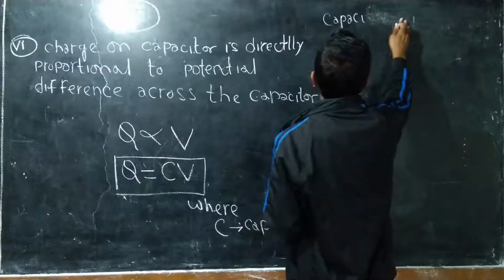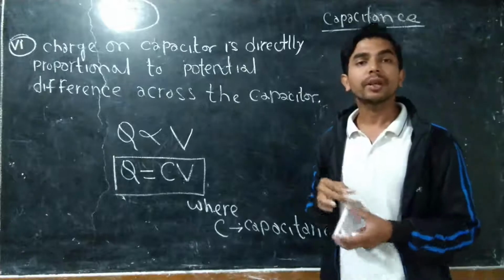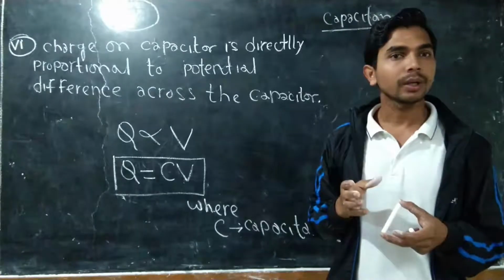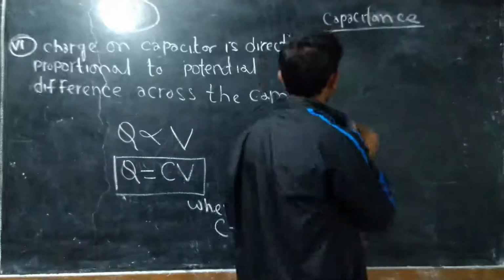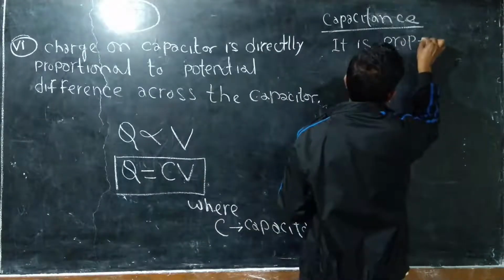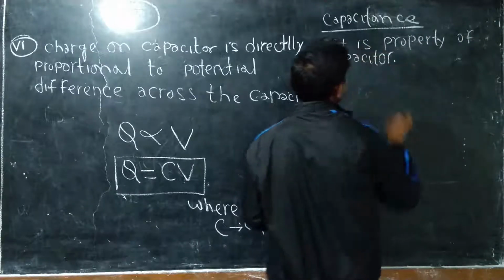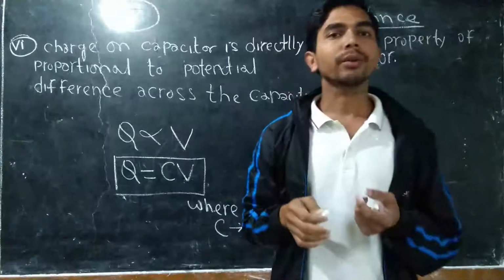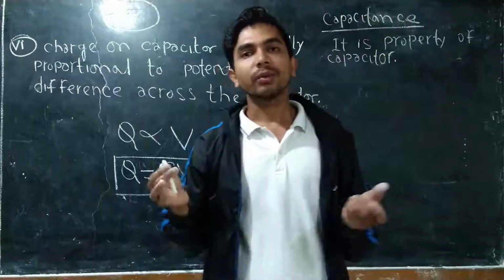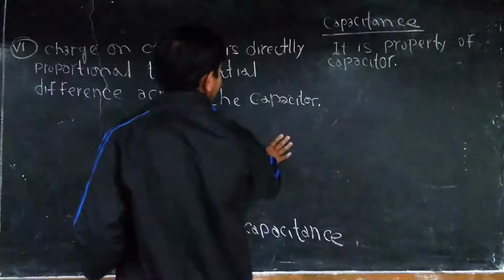Capacitance. First point: capacitance is a property of a capacitor. What kind of property is capacitance showing? Capacitance basically shows how much charge a capacitor will store.